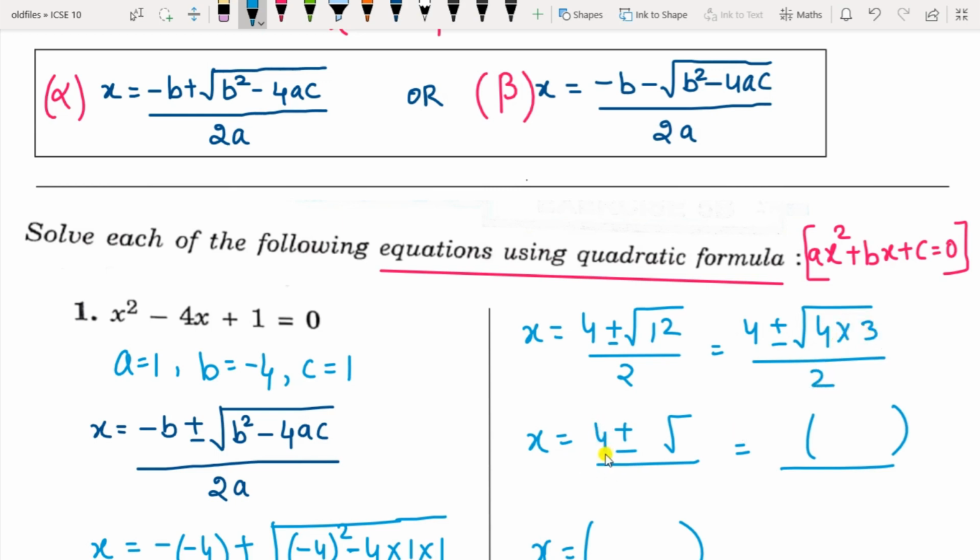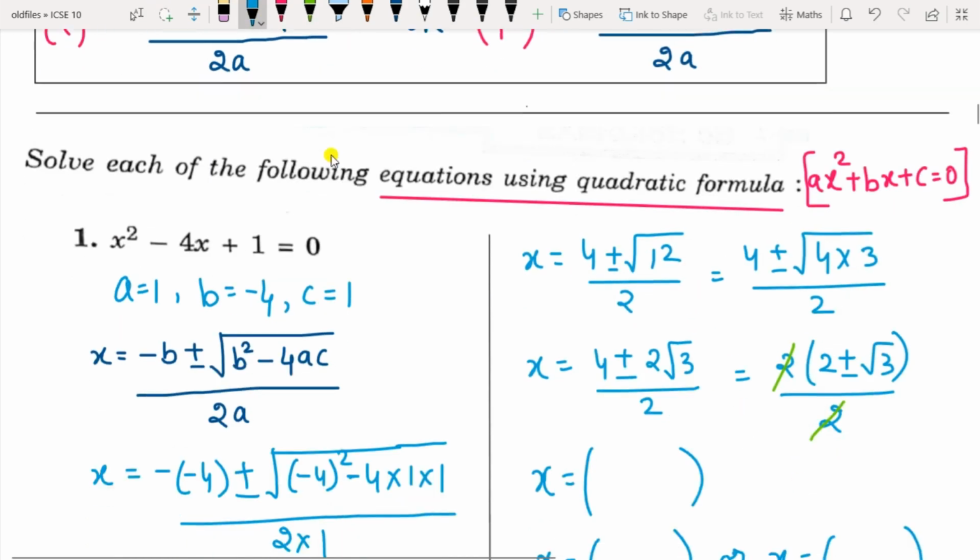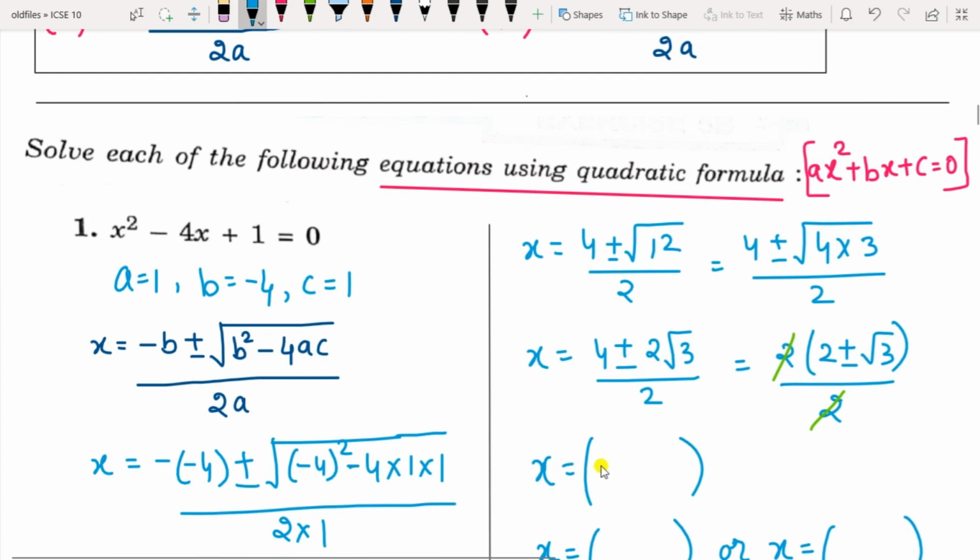So this is 4 plus or minus root of 4 is 2, that we can take out outside the root, and root of 3 divided by 2. Now take out common from these two. So this will be 2 from the numerator. So this is 2 into 2 plus or minus root 3 by 2. Now this 2 will get cancelled. So your answer is x equal to 2 plus or minus under root of 3.